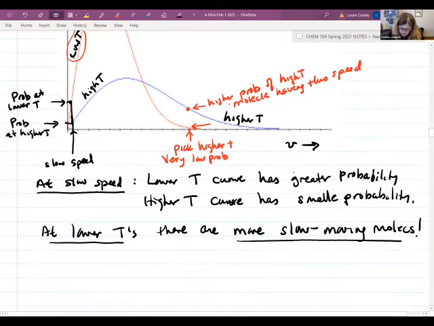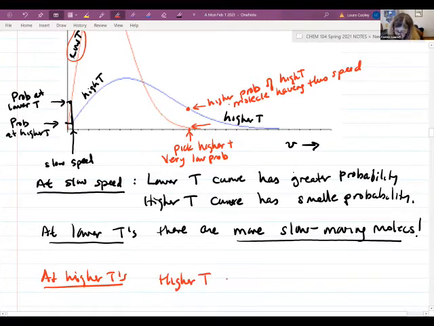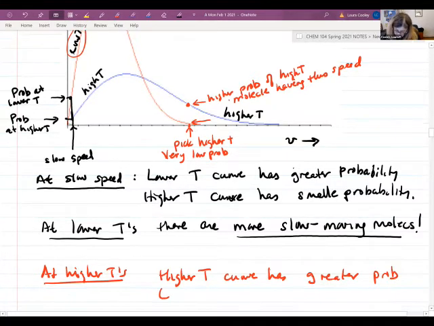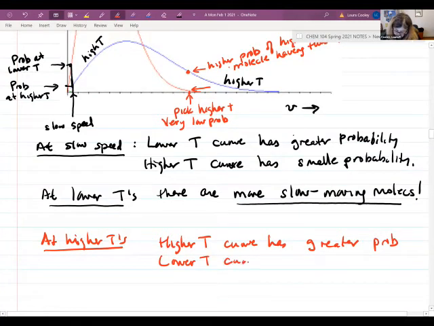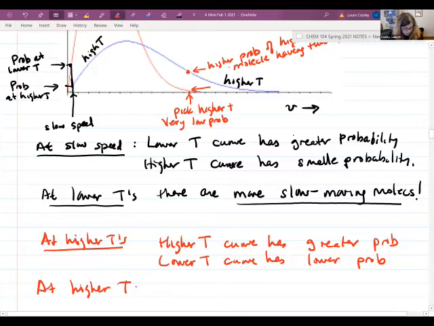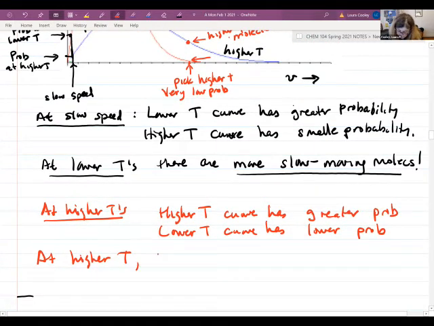So if I put that together, this high blue curve is the higher temperature curve. The higher temperature curve has the greater probability, and the lower has a lower probability. So basically the conclusion is that at higher temperatures, there are more fast-moving molecules.